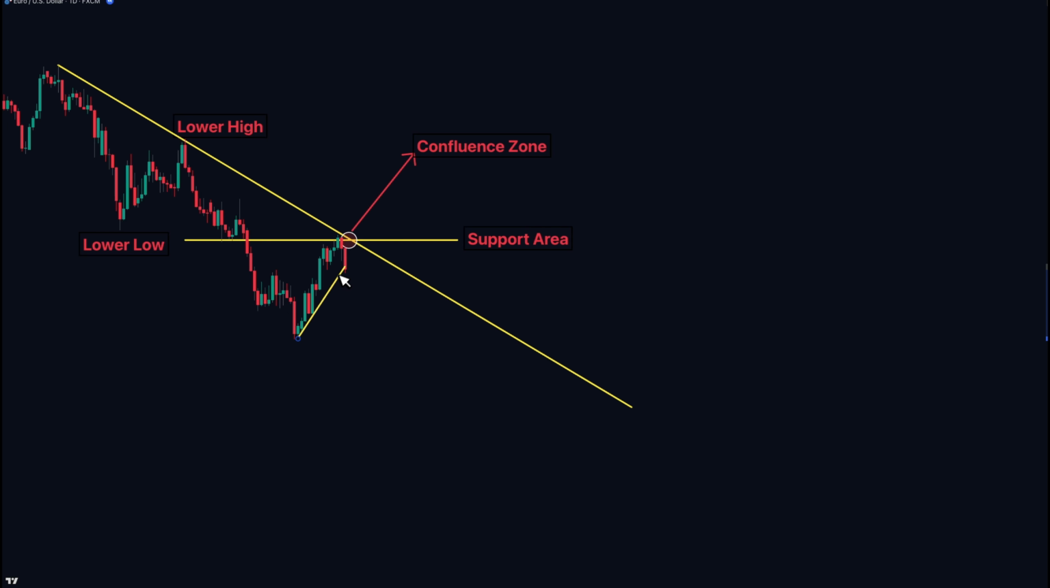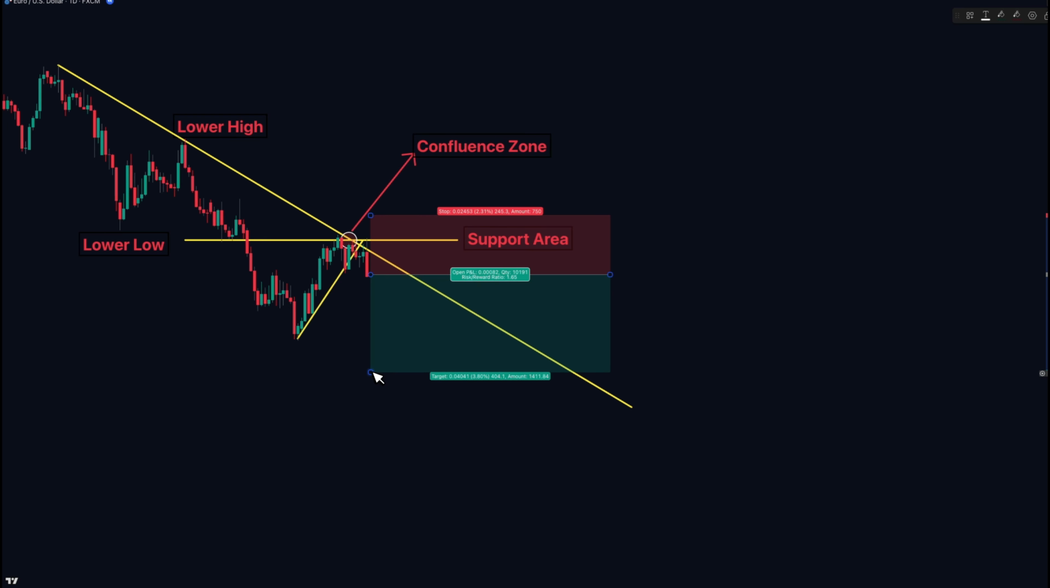Here's a simple trick. To confirm the trade setup, draw a short-term trend line over the pullback, that small upward move, then wait for that mini trend line to break before entering. Why is this important? Because while the bigger picture is bearish, the short-term pullback is still bullish.